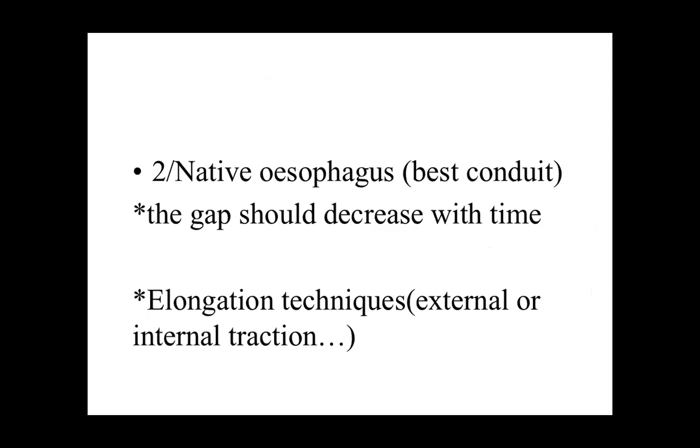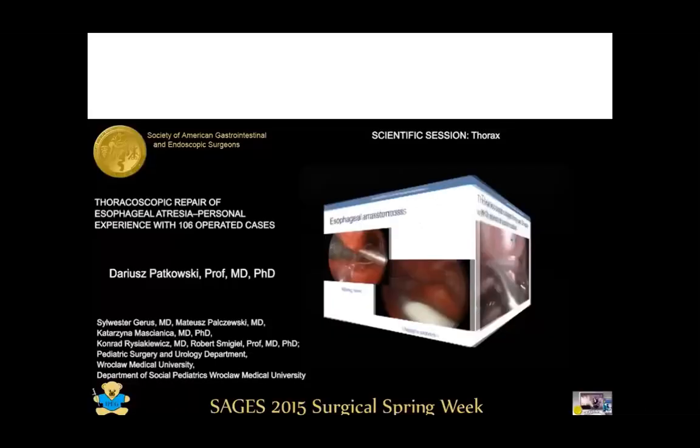And we thought that the gap between the two pouches should decrease with time, and this will make the anastomosis possible with time. Some surgeons will prefer to use elongation techniques. This elongation can be external, like the technique of Foker, or internal traction.